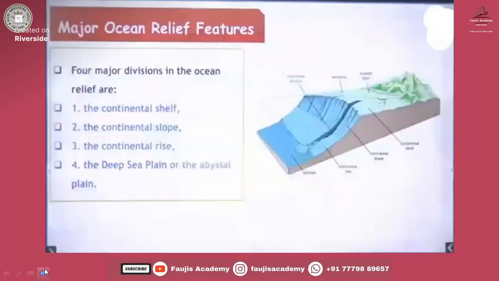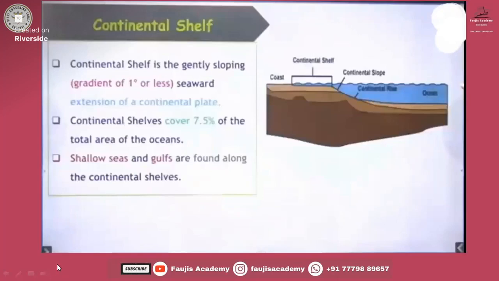These are the major ocean relief features. Here you can see this is part of the continental shelf. Then here we have the continental break, and then this part is the continental slope. After that, in this part we have a little sedimentation, this is where deposition is. So this part is the continental rise. Then after that, the abyssal plain starts. So these are the major relief features.